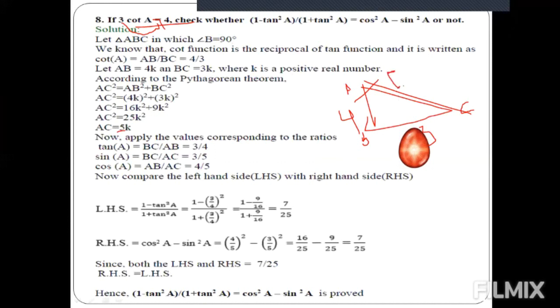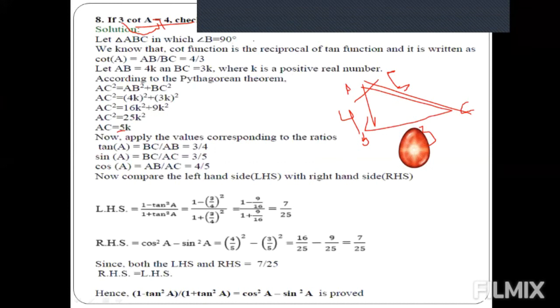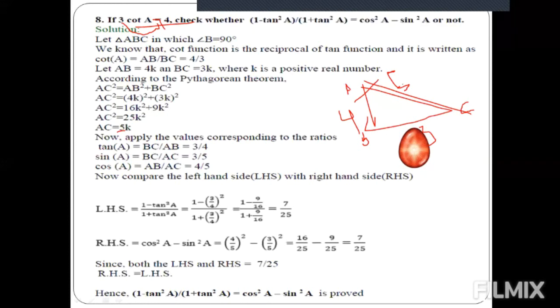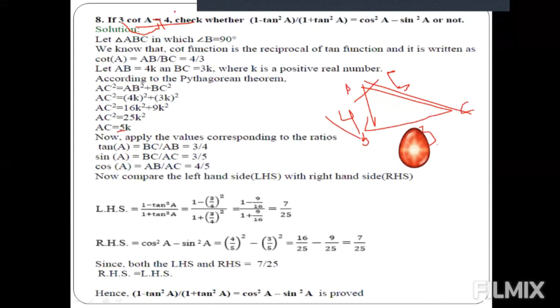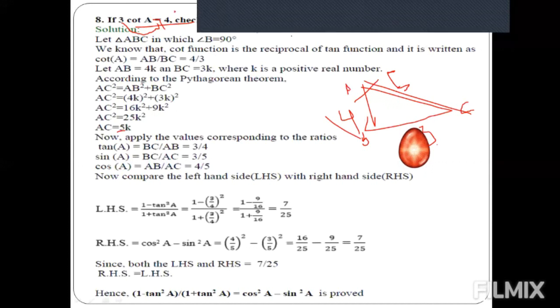So next, you just need to evaluate this by using these numbers. So tan square A, tan equals reciprocal of cot A. So tan equals opposite by adjacent. Opposite of A is 3 by 4. So 1 minus 3 by 4 whole square by 1 plus 3 by 4 whole square.